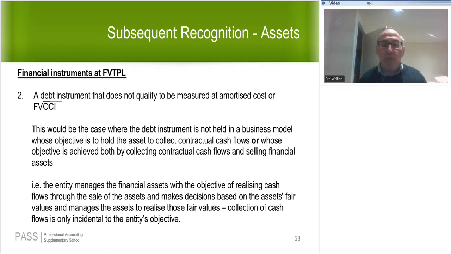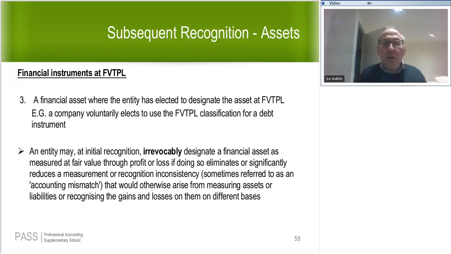That's the second situation. The third situation is where the entity has designated a financial asset as FVTPL. So for example, the company voluntarily elected to use FVTPL classification for a debt instrument. They could have used amortized cost, they met the conditions too, or they could have used FVOCI because they met those conditions, but instead they opted for the FVTPL category.